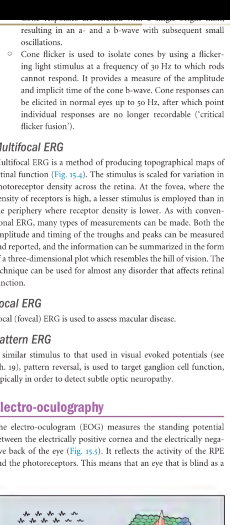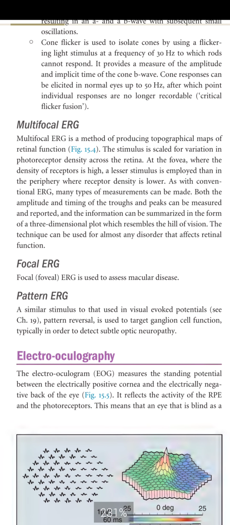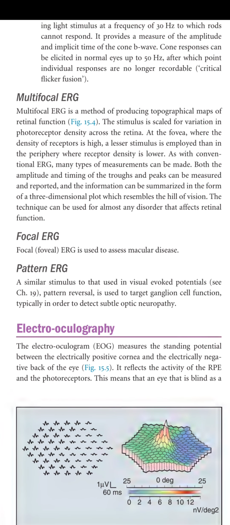Then there is the multifocal ERG. Multifocal ERG is a method of producing a topographical map of retinal function. The stimulus is scaled for variation in photoreceptor density across the retina. At the fovea, where the density of receptors is high, a lesser stimulus is employed than at the periphery, where receptor density is low. As with conventional ERG, many types of measurement can be made.